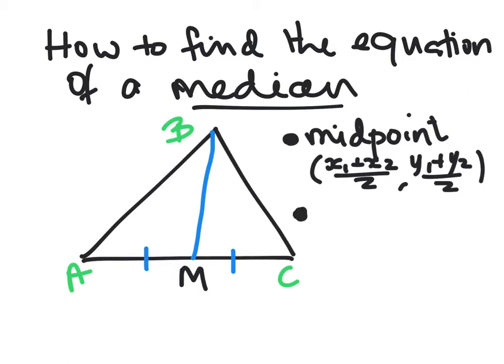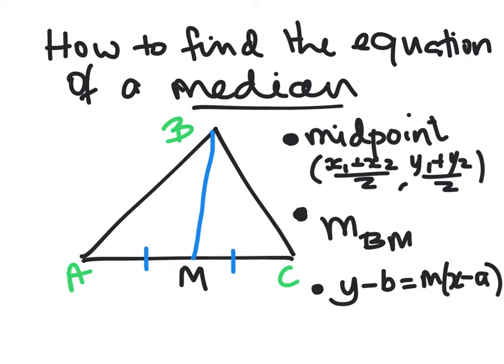Second stage, we work out the gradient between the point where the median is coming from and the midpoint. So in this example, it's the gradient of BM. And then we're just going to use our y minus b equals m(x minus a) formula to get the answer. What we're going to put in for the m is the gradient that you've just found. Don't do anything fancy with it, just use it as it is. For our (a, b) point, the sensible thing would be to use the one that's the vertex of the triangle.